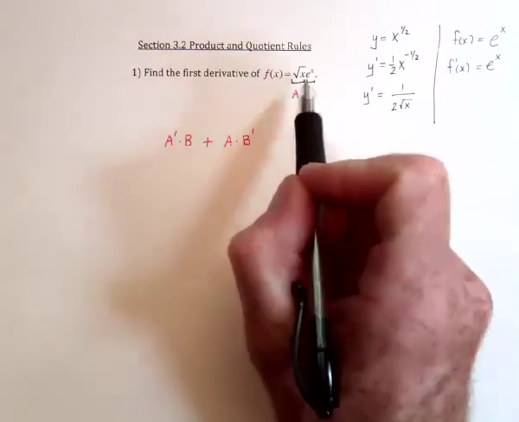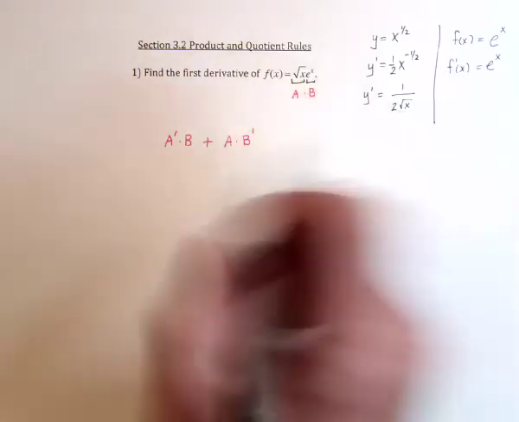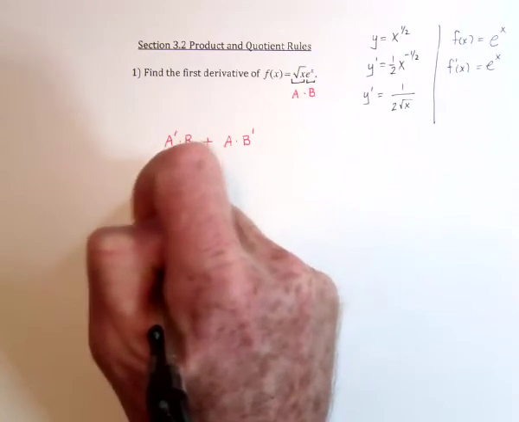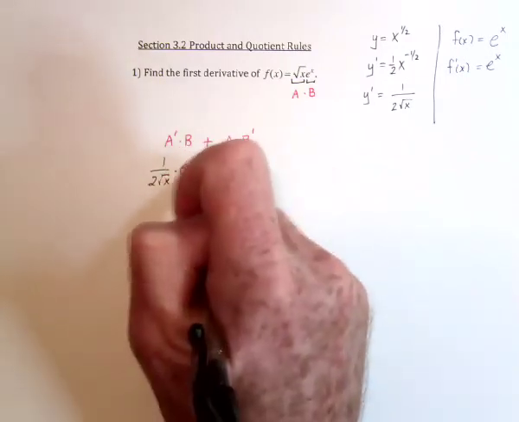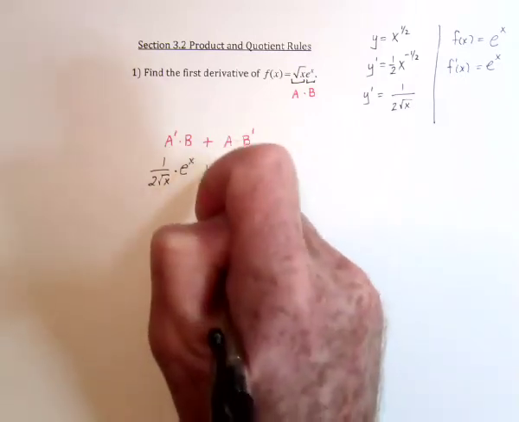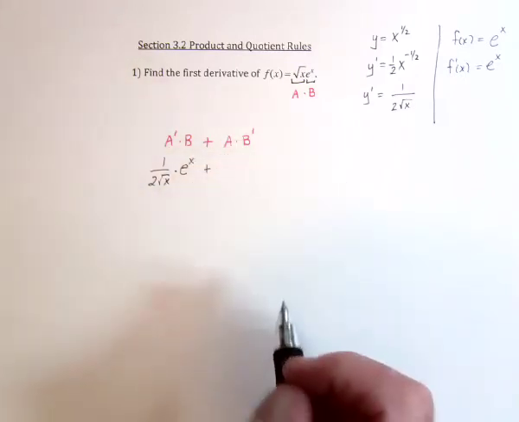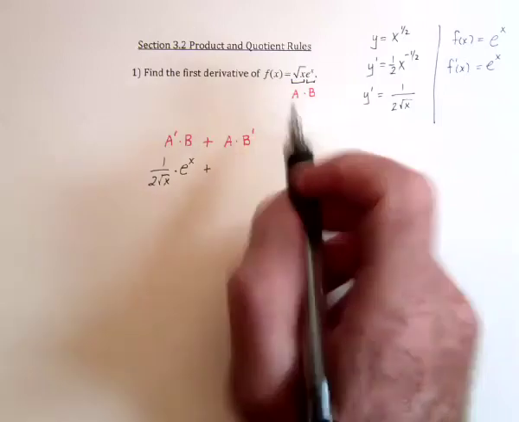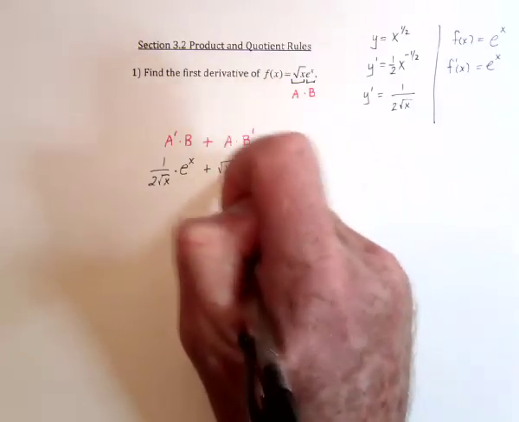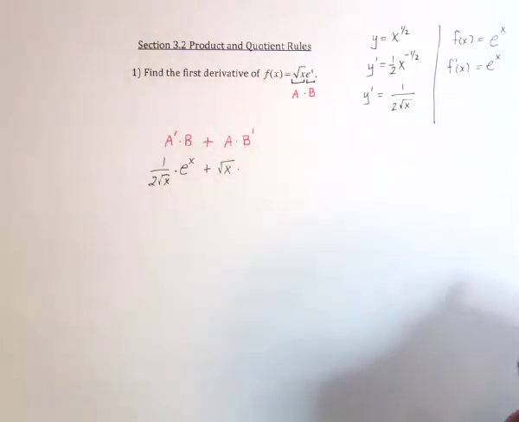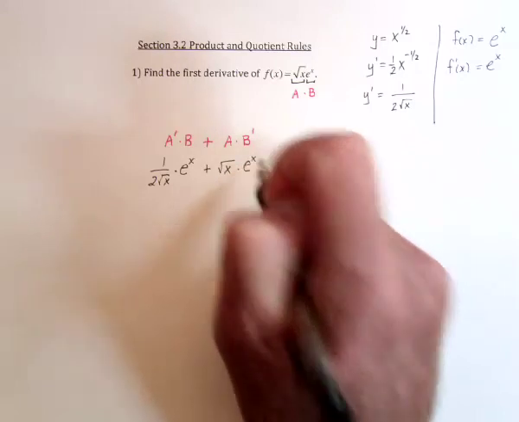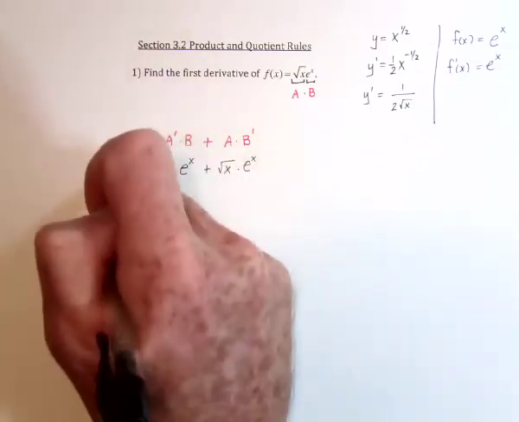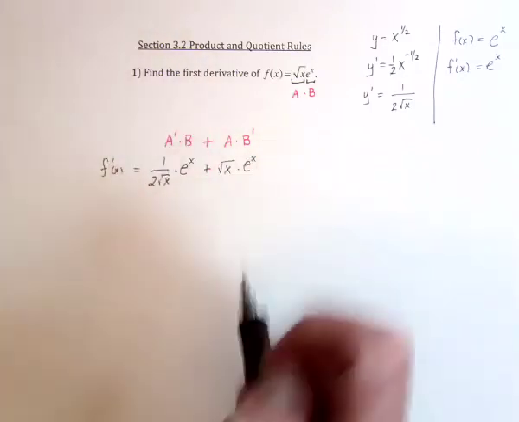So it's going to be take the derivative of the square root function, which we did right there. So 1 over 2 times the square root of x. And then leave the second function alone, e to the x. Next, leave the first function alone, the square root of x. And now take the derivative of the second function, which we did over there. That's e to the x for the derivative. And that is the derivative of f of x.